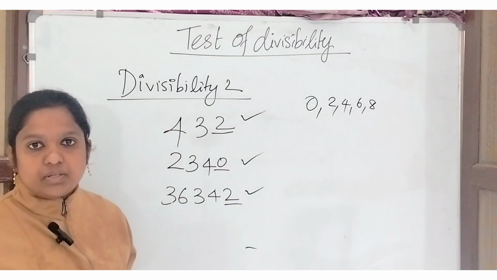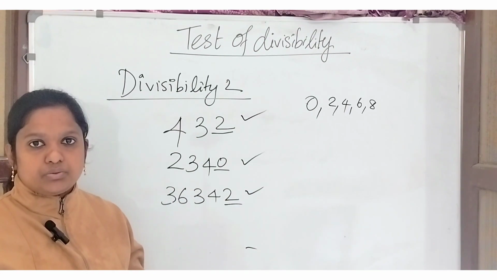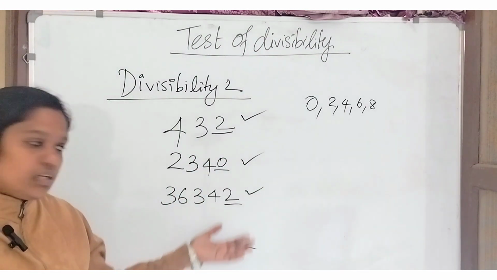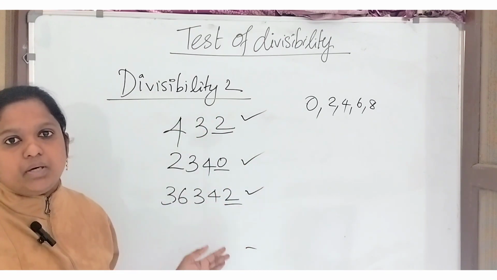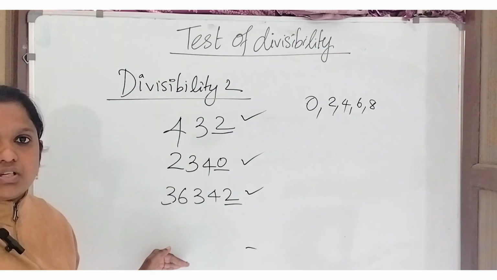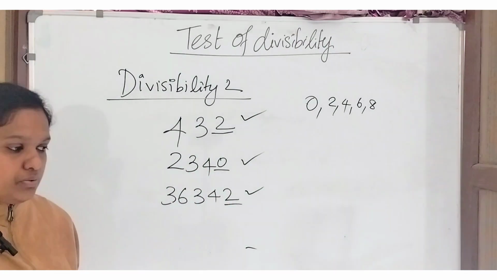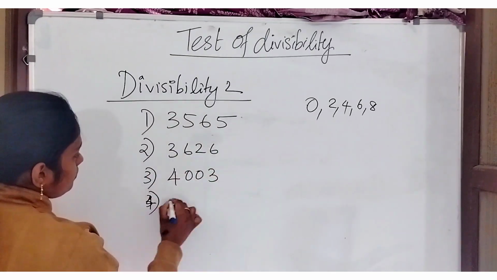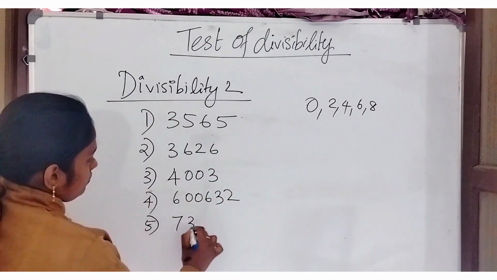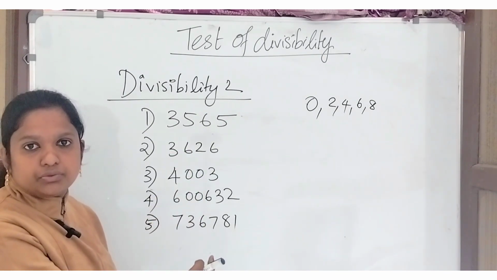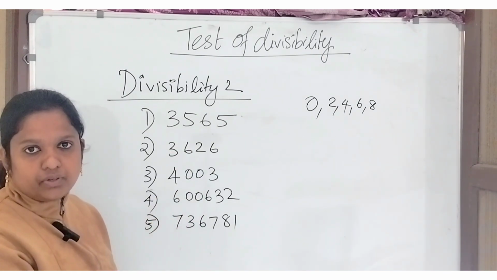So I will give you some examples. Then we will check the divisibility. I did not even go through the proper division, and I found out that it's divisible by 2. Like that, I will give you five questions. Then we will check whether it is divisible by 2 or not. There are 5 numbers, so we can check whether each is divisible by 2 or not without doing the proper division.